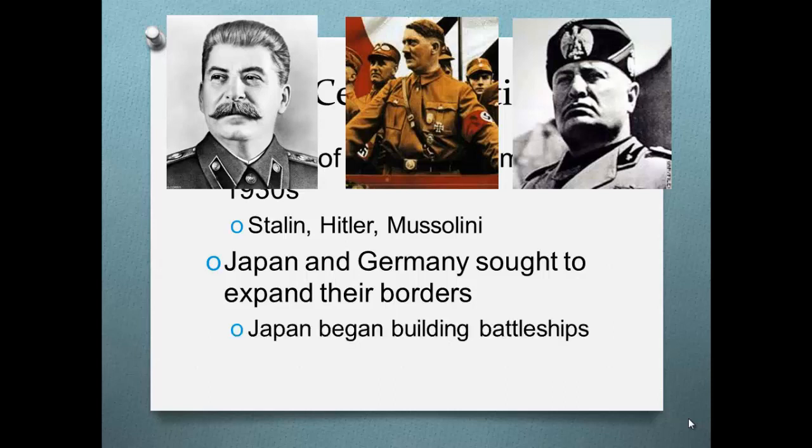Japan also begins building battleships in violation of previous treaties, and isolationism in the U.S. increases. Many Americans feel, let whatever happens in Europe stay in Europe. We can't get involved again. Many people do not want to go through another World War.